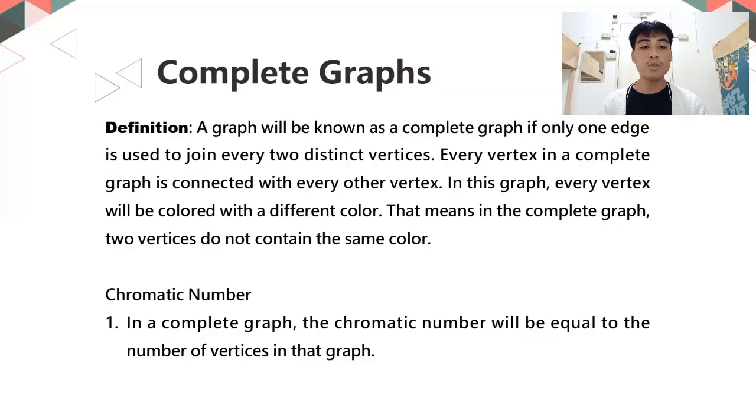A graph will be known as a complete graph if only one edge is used to join every 2 distinct vertices. Every vertex in a complete graph is connected with every other vertex. In this graph, every vertex will be colored with a different color. That means in a complete graph, 2 vertices do not contain the same color. So, to determine the chromatic number for this graph, in a complete graph, the chromatic number will be equal to the number of vertices in that graph.